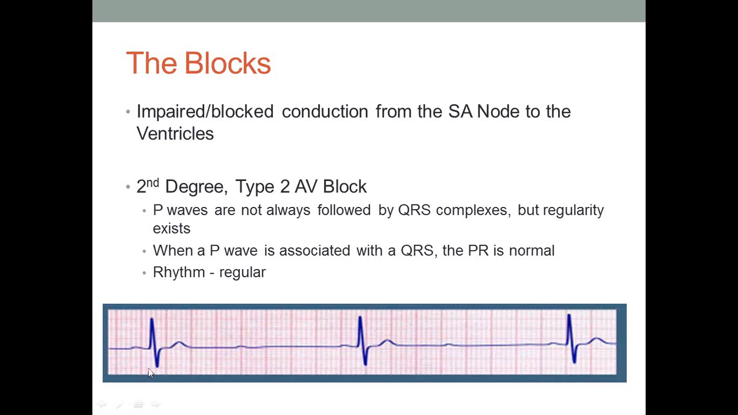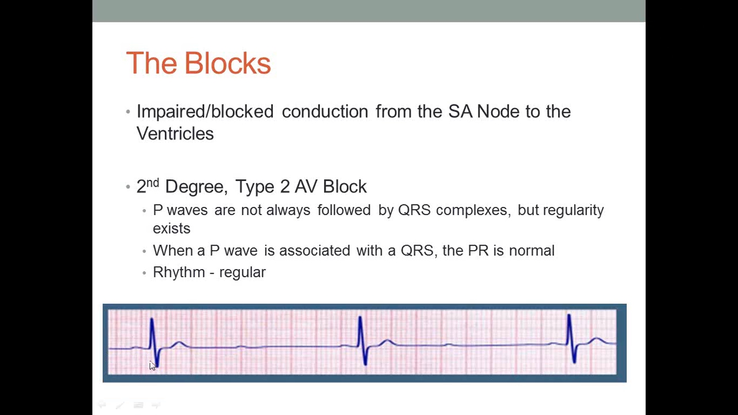And a QRS complex. And as you continue down the strip, oh, we have a P wave, but no QRS complex. Move down, P wave, QRS complex. Move down, P wave, no QRS complex. So the P waves are not always associated with QRS complexes, but the rhythm as a whole is regular. So again, the distance between these QRS complexes is regular. So it's not one abnormal beat. The underlying rhythm is regular, and there are regular P waves, but they're not always associated with a QRS complex.